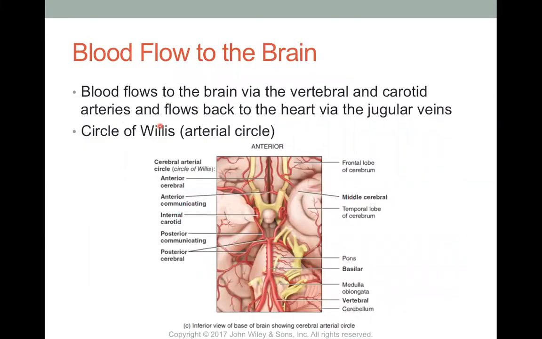Blood flows to the brain mainly via the blood vessels that branch from our arterial circle, or the circle of Willis. That's located at the base of the brain, and then we can also see the veins that return the blood from the head to the heart. So blood flows to the brain via the vertebral and the carotid arteries, and then it will flow back to the heart via our jugular veins, which are not pictured in this image.